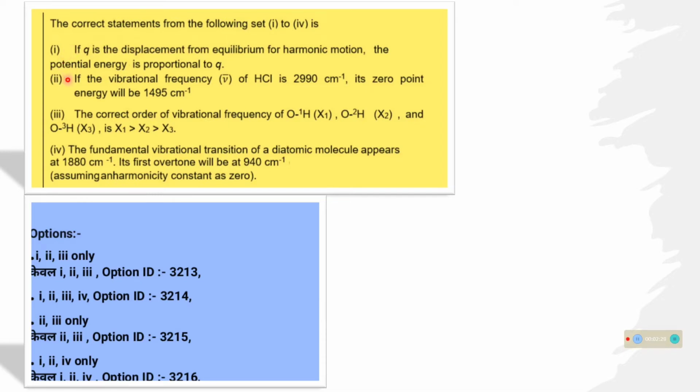And what statement 2 says is that if the vibrational frequency of a diatomic molecule, that is HCl, is 2990 centimeter inverse, its zero point energy will be 1495 centimeter inverse, meaning half of that vibrational frequency.